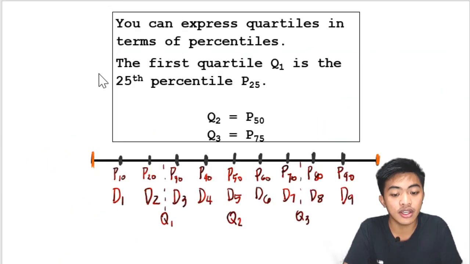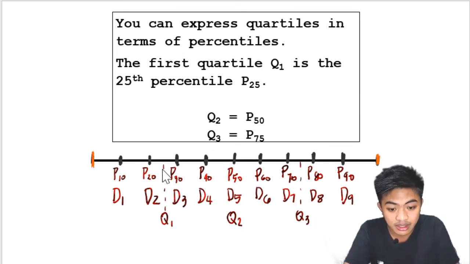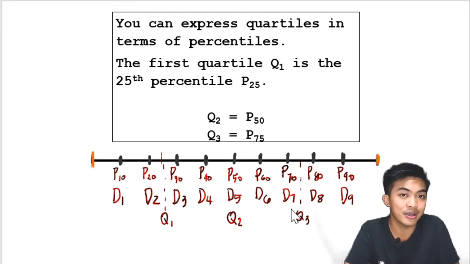Okay, so ganun lang. So we can also express quartiles in terms of percentiles. So the first quartile, Q sub 1, is the 25th percentile, P sub 25. So if this is the data set, okay, nandito yung 25th percentile, that is actually equivalent to the first quartile, okay? P sub 50, D sub 5, and Q sub 2, they are equivalent. And here, P sub 75, that is actually equal to the third quartile.